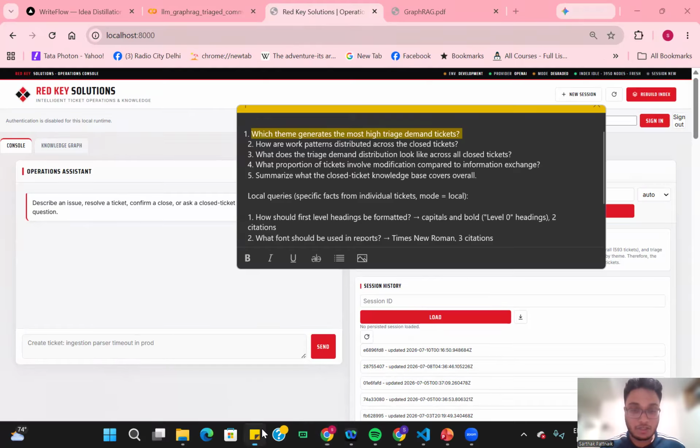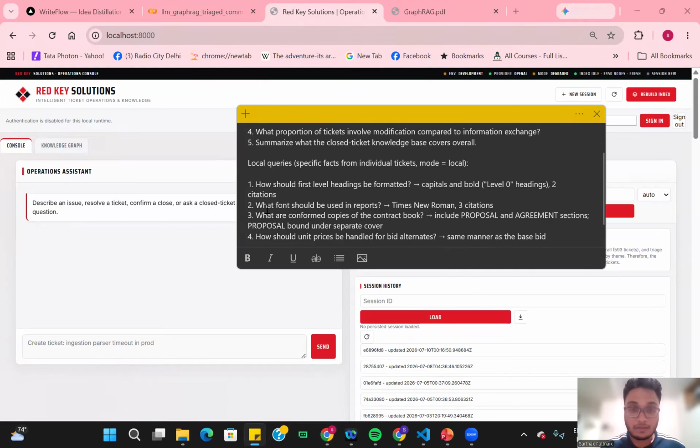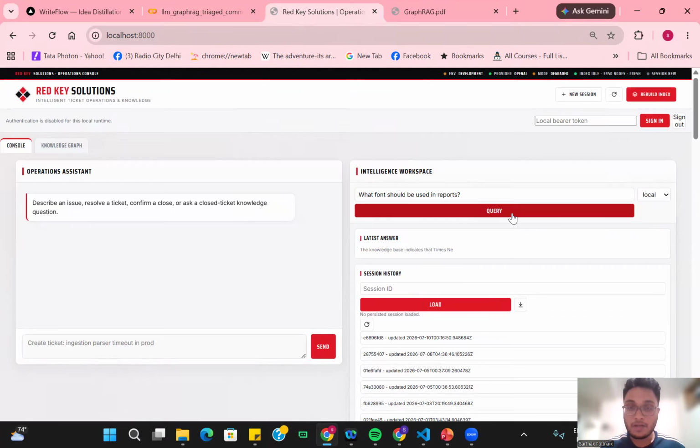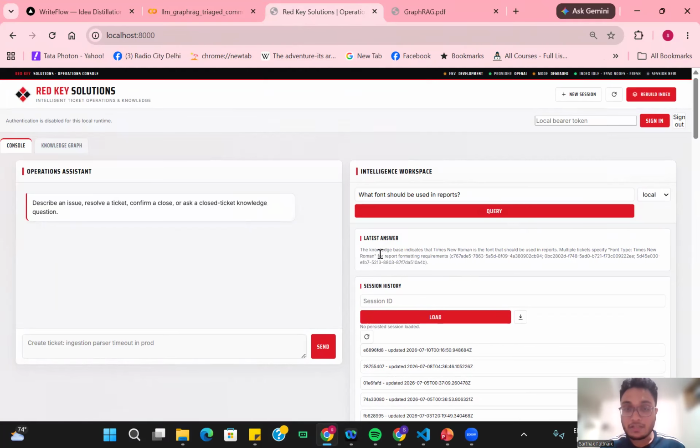Now, let me go and ask, what font should be used in report? This is a very specific question, which is at a very local level. So you can also choose which mode you want. You query it. As you can see, the knowledge base indicates Times New Roman is the font that should be used in reports. Multiple tickets specify, and so on. So you get the gist.